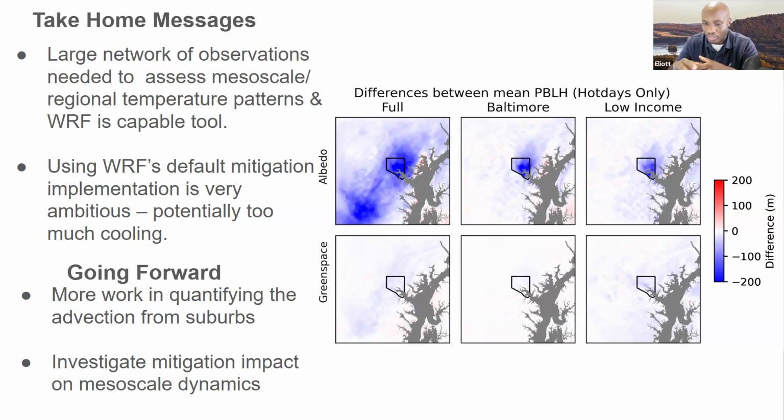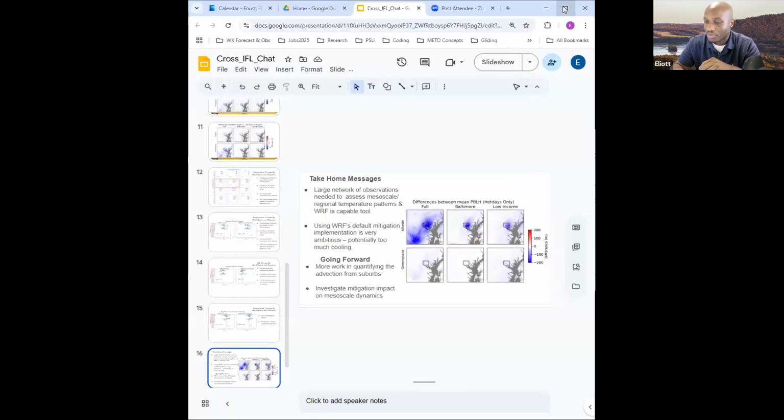Going forward is going to be all about quantifying the impacts of the suburbs and these other areas, as well as looking at the dynamical implications. This example plot to the right shows that if you apply these strong mitigation approaches, you can also collapse the planetary boundary layer. So I'll conclude, and I think I'm the last presenter, so we can maybe take a few questions.